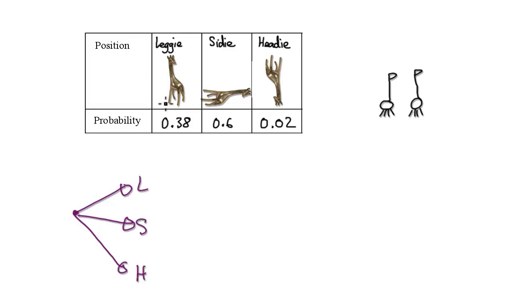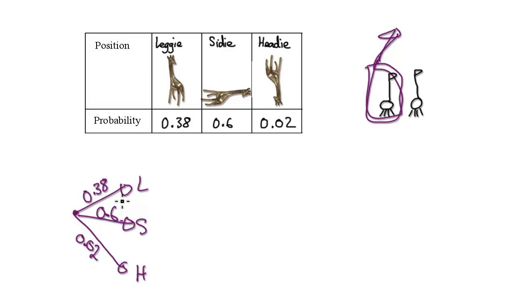Well, what's the probability of it landing on leggy? Leggy would be 0.38. What's the probability of it landing on its side? It would be 0.6. What's the probability of it landing on its head? 0.02. So that's the first die done. So let's say you roll the first die and it happens to land on a leggy. So you've gone down this path. So you are now here.